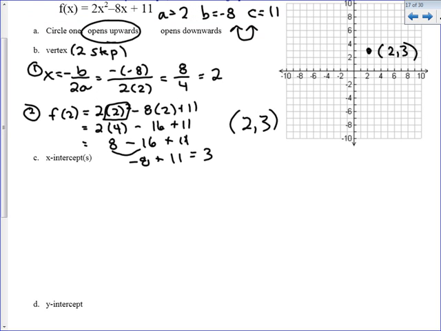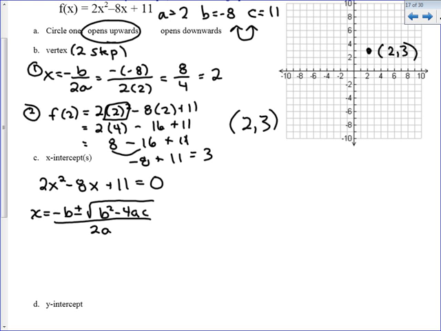Now, for your x-intercepts, when you set the whole function equal to 0, I wouldn't even waste your time trying to factor. A is not 1. I wouldn't waste your time completing the square, because to complete the square you've got to get a to 1, so you'd have to divide them all by 2, and then you'd have a fraction. Still not great. So when in doubt, the quadratic formula solves them all. So I'm going to use the quadratic formula on this one. That's your x equals negative b plus or minus the square root of b squared minus 4ac, all over 2a.